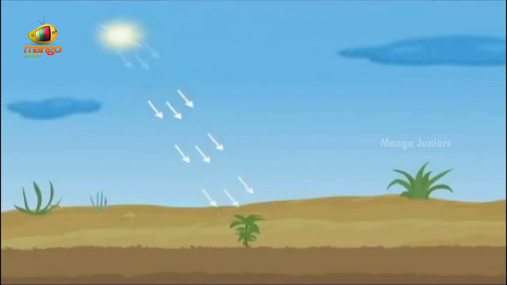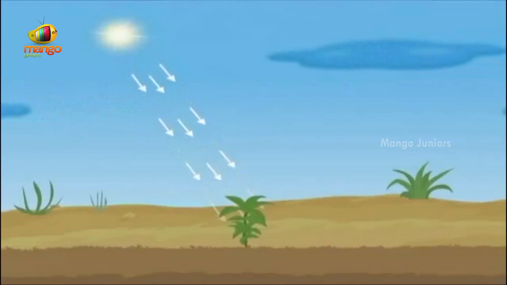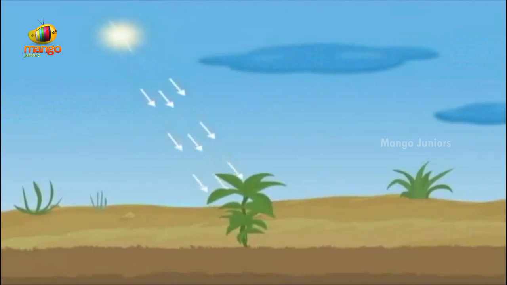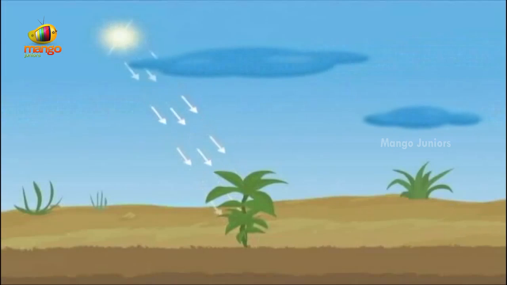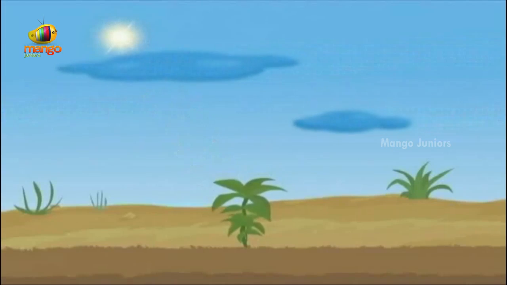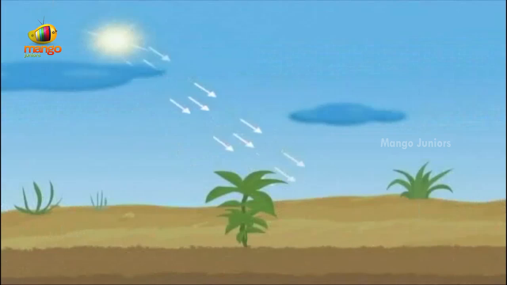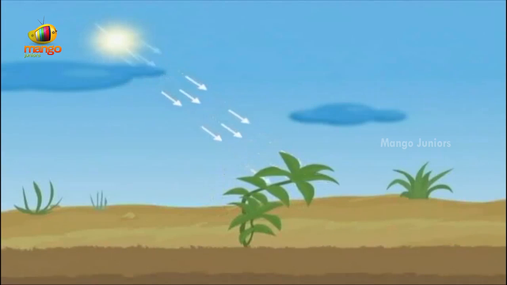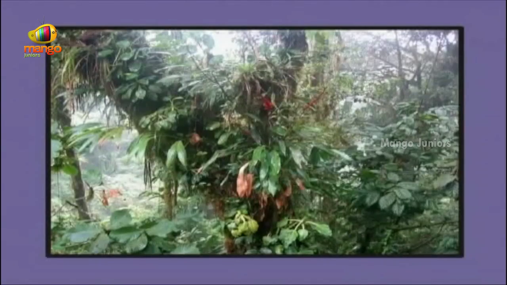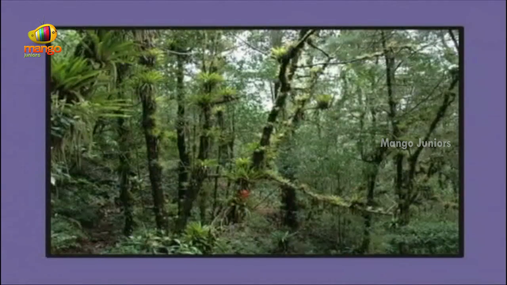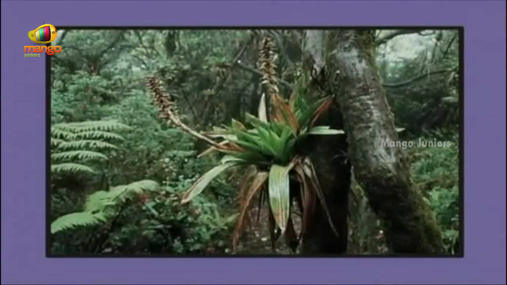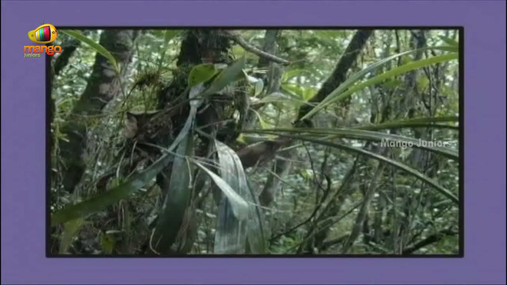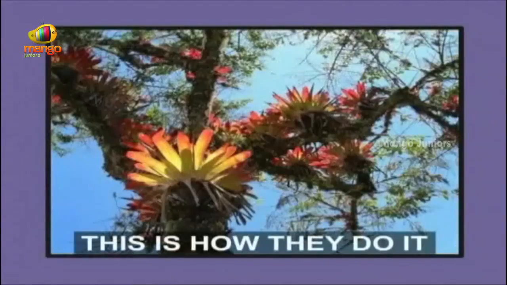In cloud forests, small plants have to struggle a lot to grow as the clouds reduce the supply of sunlight to them. But these little plants have to reach the light to survive. So plants like epiphytes use the big trees to their advantage and convert them into high-rise platforms to reach the sky. This is how they do it.